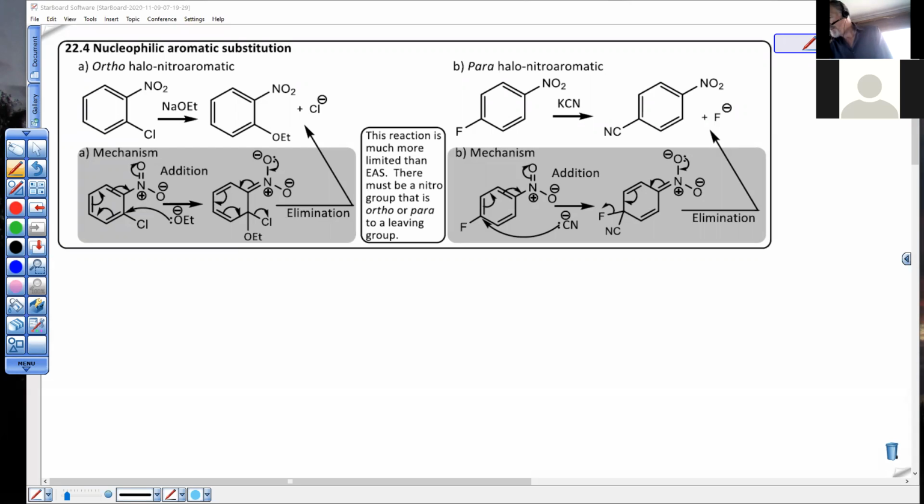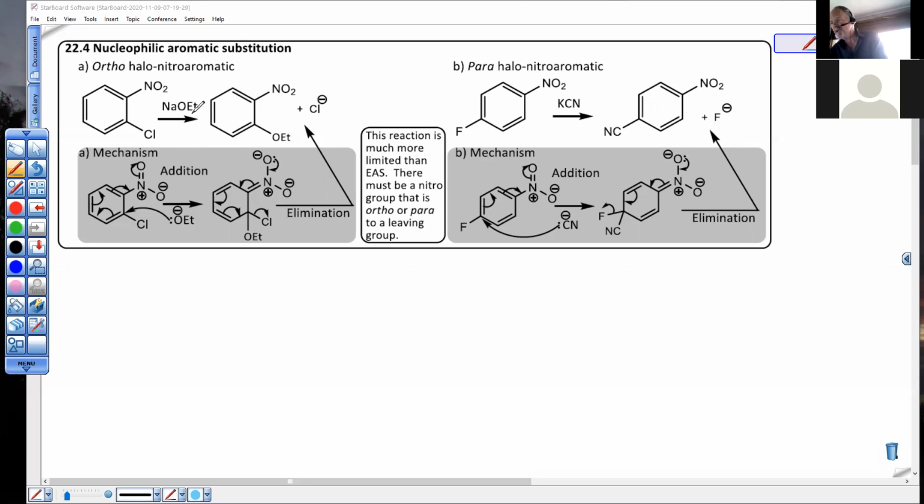And let's just read this little box first before we think this is the end-all be-all reaction. This reaction is much more limited than electrophilic aromatic substitution. There must be a nitro group that is ortho or para to a leaving group. So in both examples here, I have that situation. I have a leaving group that's a chloride here, and we don't usually think of fluoride as a leaving group, but in this case, it actually is a very good choice for reasons we'll discuss shortly.